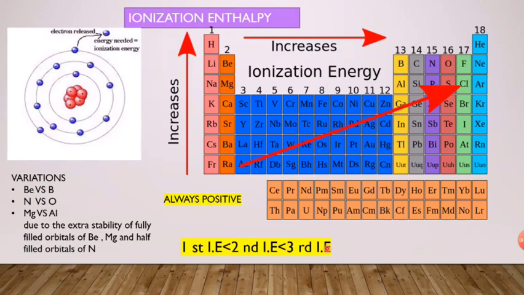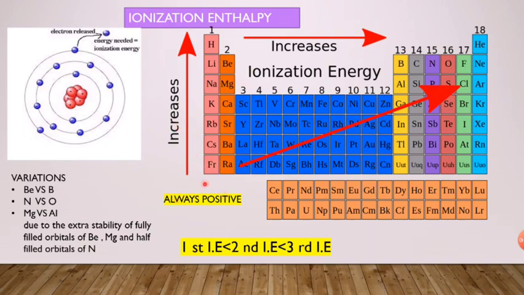And when we consider the trend, moving from left to right in a period, ionization energy increases because the nuclear charge is increasing. And when we move from top to bottom, the ionization enthalpy decreases as new shells are being added. The atomic radius increases, and the effective nuclear charge acting on the valence shell decreases. And it's always a positive value, meaning we always need to supply some amount of work to remove an electron.